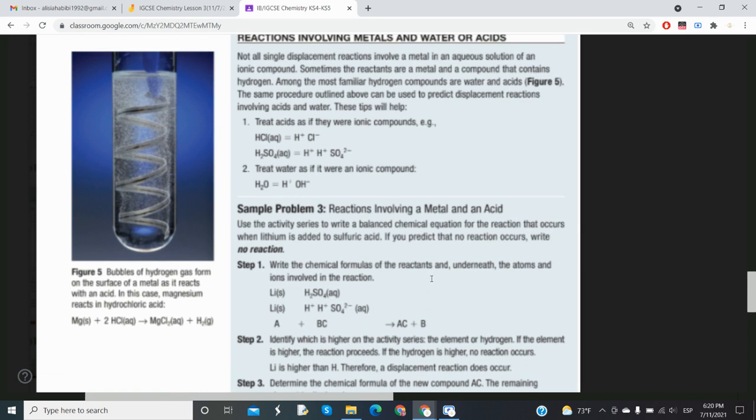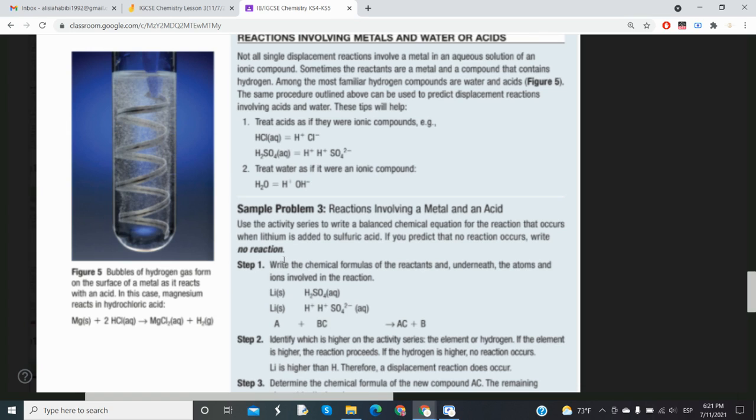Now, in a reaction that involves a metal and an acid, for example, in this question here, it says use the activity series to write a balanced chemical equation for the reaction that occurs when lithium is added to sulfuric acid. So guys, sorry, I was saying sulfate. I was trying to figure out the name of this acid. It just slipped my mind. So it's sulfuric acid, H2SO4. So when lithium is added to sulfuric acid, what actually happens?